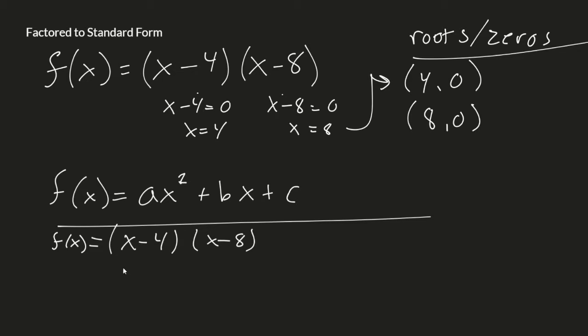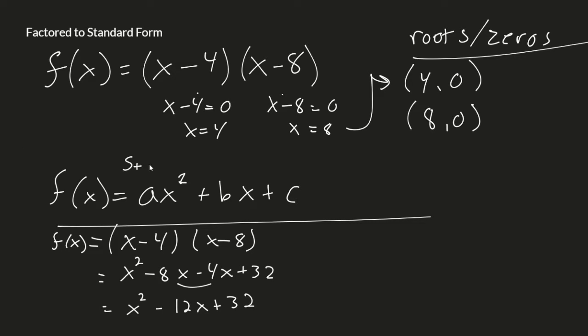So we take our first terms, x times x is x squared, take our outer terms, that's going to be negative 8x, take our inner terms, negative 4x, and our last terms. Negative times a negative would be positive 32. Let's go ahead and combine our middle terms, and we get x squared minus 12x plus 32. And as we see, our form matches the form given by the standard form above. Let's go ahead and box this off so we recognize this throughout.